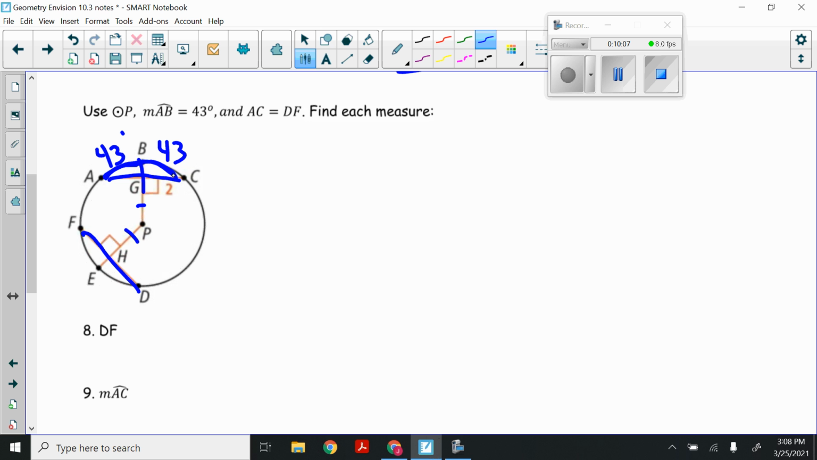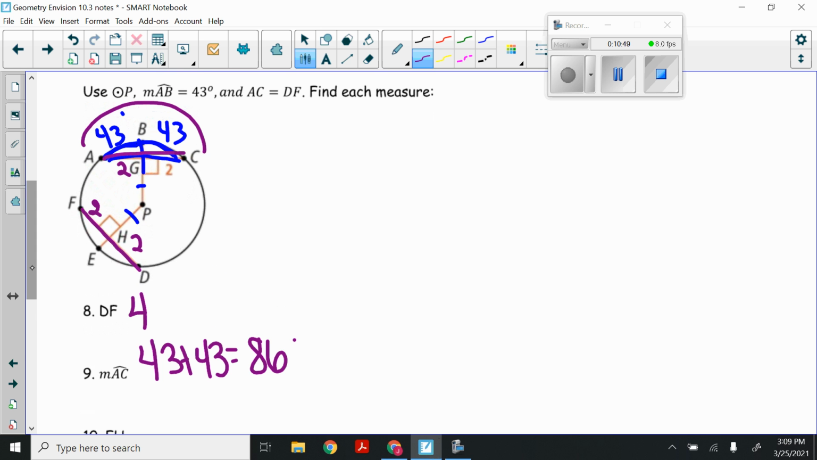This has the same arc measure as this. So DF is going to be 40, sorry, D to F. I was finding the arc measure. D to F. Let me just erase that. DF. All the way across, right? So that's the chord. This chord got cut in half, so that side's 2. Remember, this is the same because my chords are congruent there. So 2 plus 2, 4. Now, the measure of arc AC, okay, so that's going to be 43 plus 43, 86 degrees.